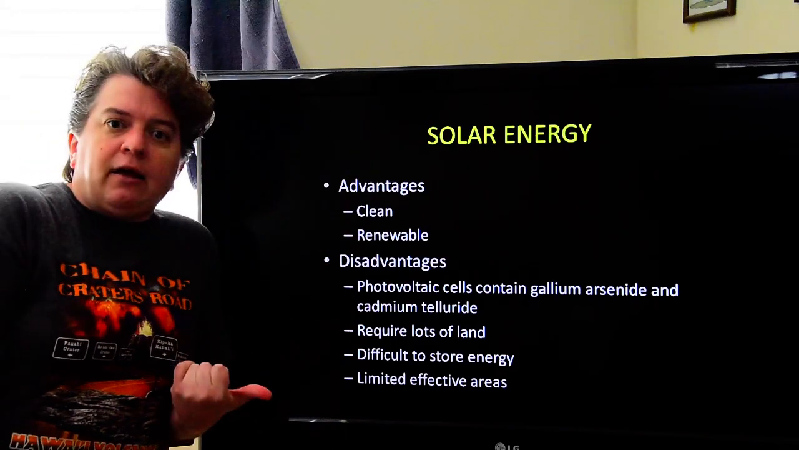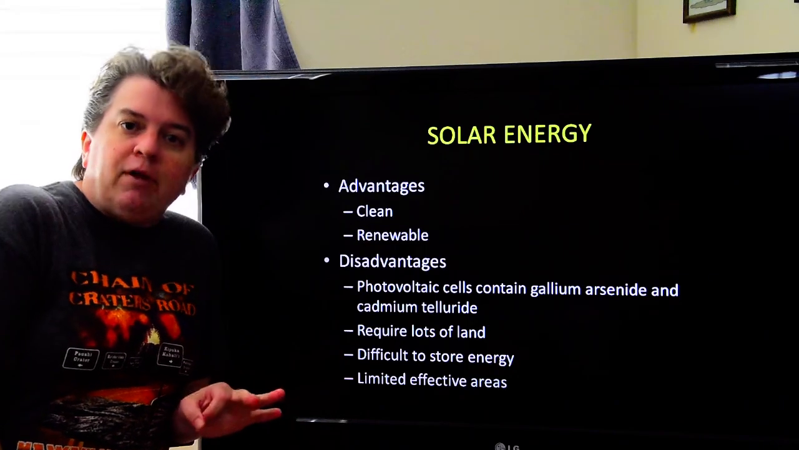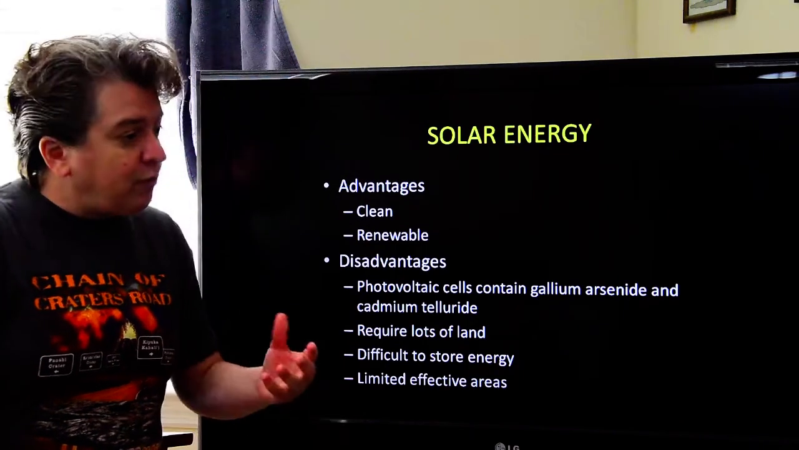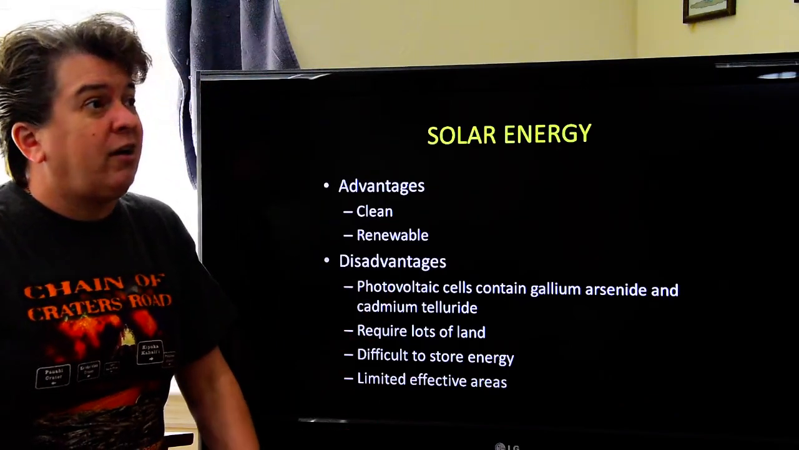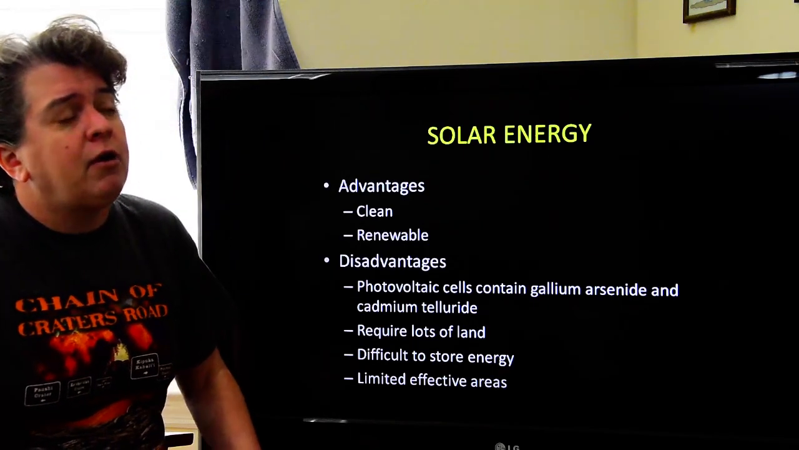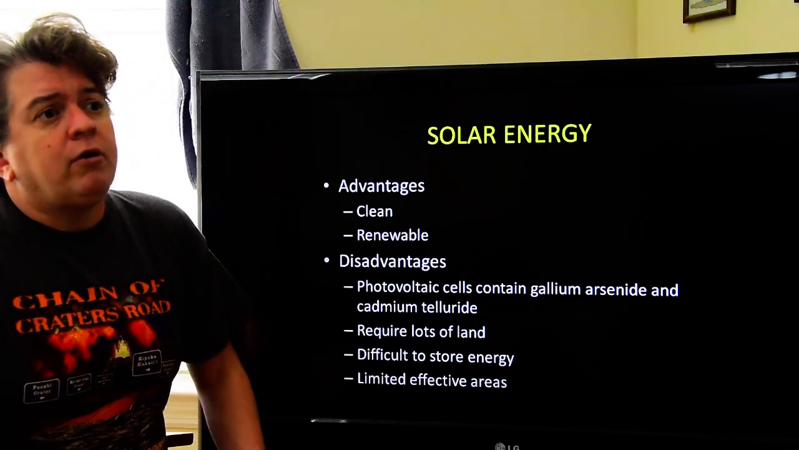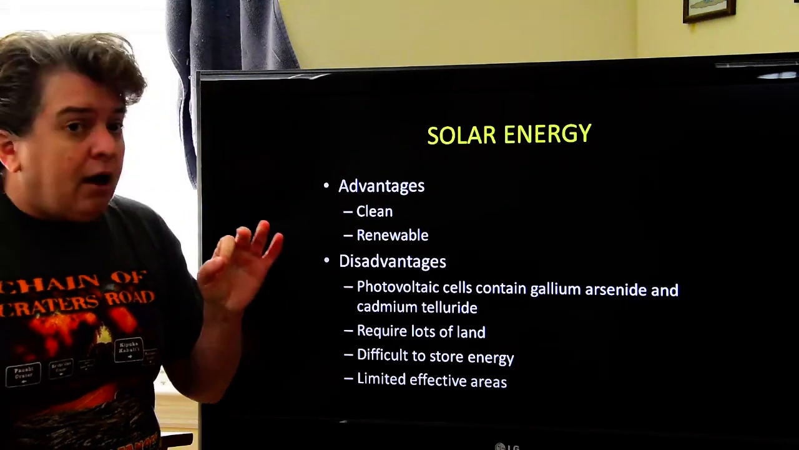Well, it is clean and it's renewable. If the sun comes up, you can be making electricity. So that's really nice. And we don't get any kind of emissions. We don't get water vapor even, at least not from photovoltaic cells. We don't get carbon dioxide or sulfur dioxide or any of that stuff.